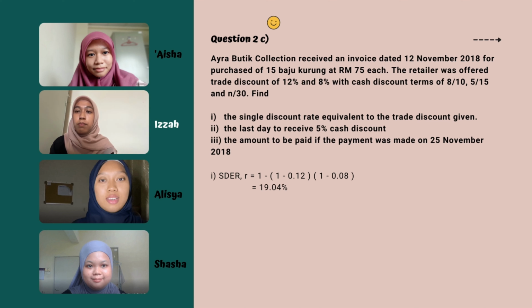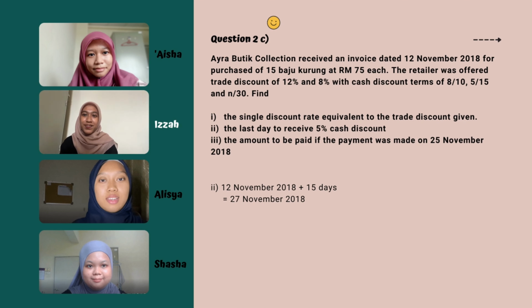How do we get 19.04%? We need to multiply by 100, as we know that R is our rate, so we need to multiply by 100 to become a percentage rate. So we got 19.04%.